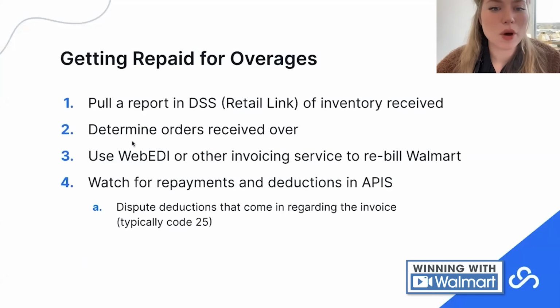You can use Walmart's WebEDI. If you're a smaller supplier or a newer supplier, WebEDI is just kind of that free EDI program that Walmart allows for you to have, or your other invoicing service, to rebill Walmart. So transmit that to Walmart, make sure that you're getting paid, and then watch for those repayments and deductions in APIS. Usually you're going to get a deduction for it. It's going to be that code 25 that we were talking about, but watch for deductions. And then you're going to want to go and dispute that deduction.